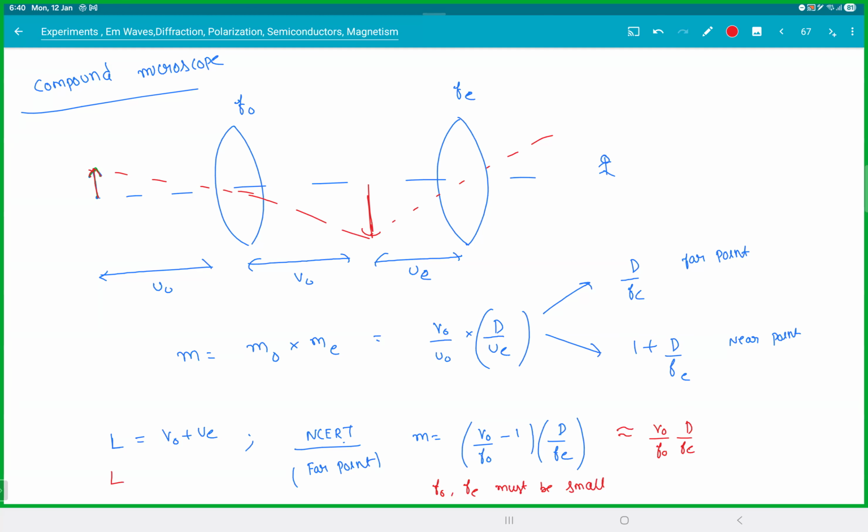And the length also, since F naught and FE are small, this will become almost equal to V naught. The formula becomes L D by F naught FE. So do remember this. It's a direct formula from NCERT. They'll give you the length of the microscope, they'll give you F naught and FE, and they'll ask you for magnification. You can't get that formula directly because that involves a lot of assumptions. F naught plus FE is small, so the length of the microscope, which is V naught plus UE, becomes approximately equal to V naught. So V naught we replace with L.